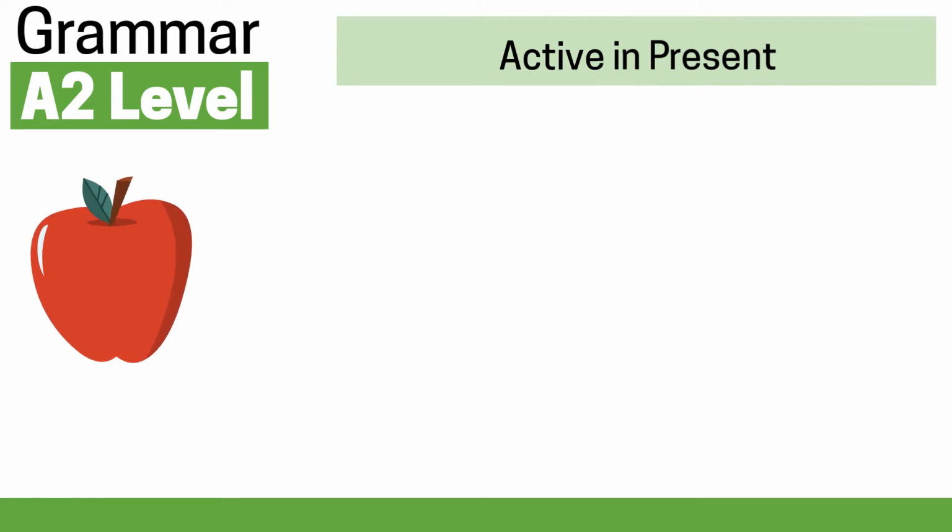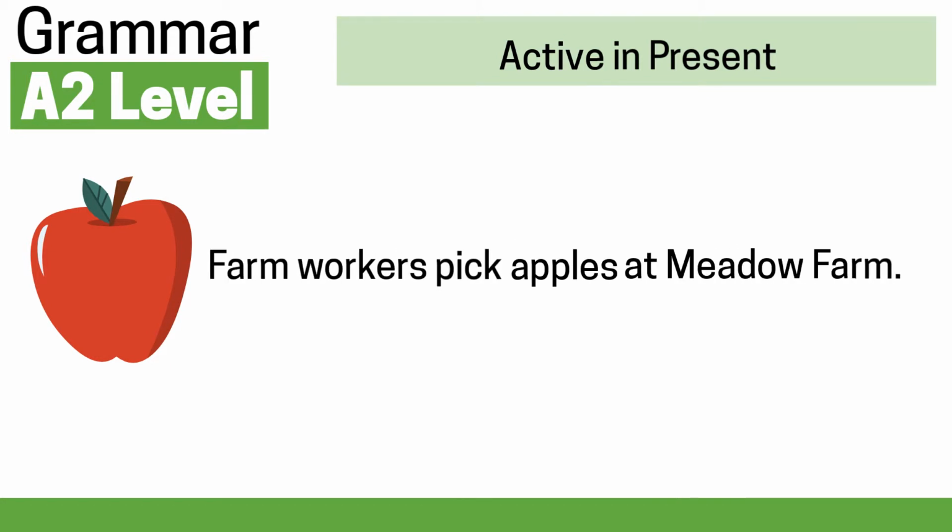So we will start with an active sentence in the present. Farm workers pick apples at Meadow Farm. This sentence shows us that the farm workers are important. Now let's change the sentence to make the apples important.